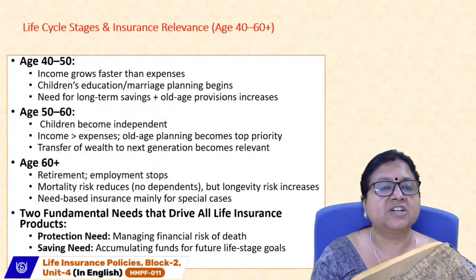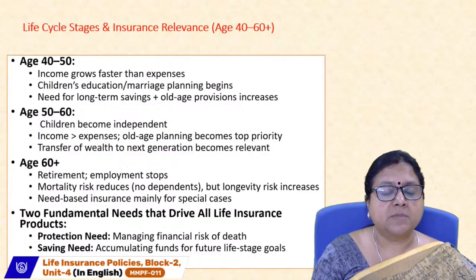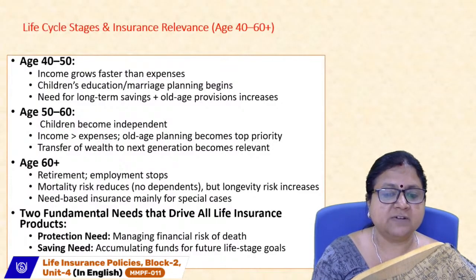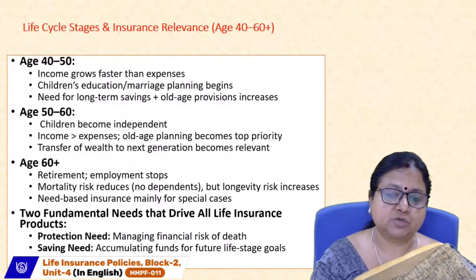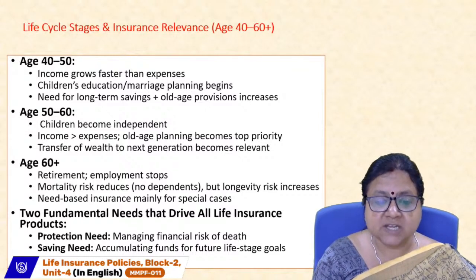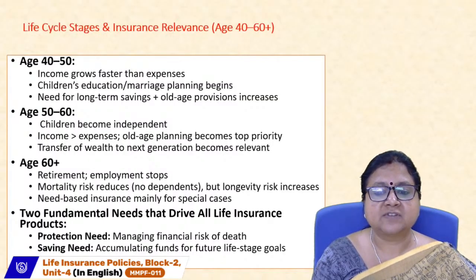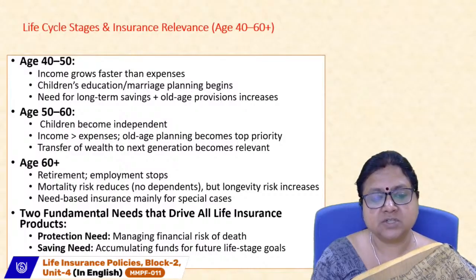So managing the financial risk of death. Beyond your death, the money should be given to your dependents, who are your wife or children. Now, the next need is your saving need, which is accumulating funds for future life stage goals. That is your saving need.